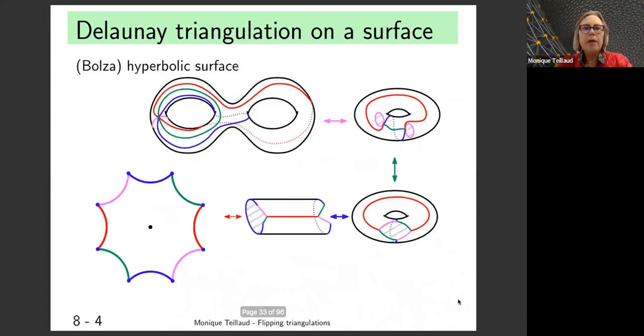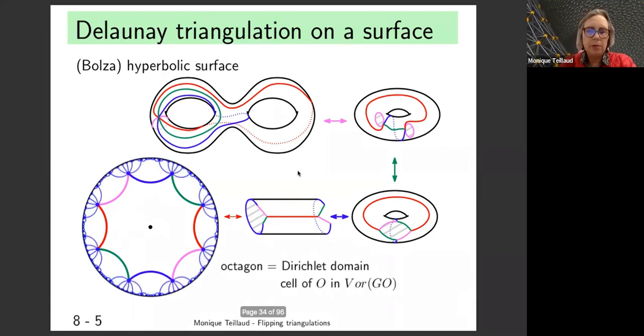And you can see the same for a hyperbolic surface. So here, in the very specific case of the Bolza surface, given by a regular hyperbolic octagon, if you identify the opposite sides, here the sides with the same colors, you get a genus two surface with those curves on the surface.